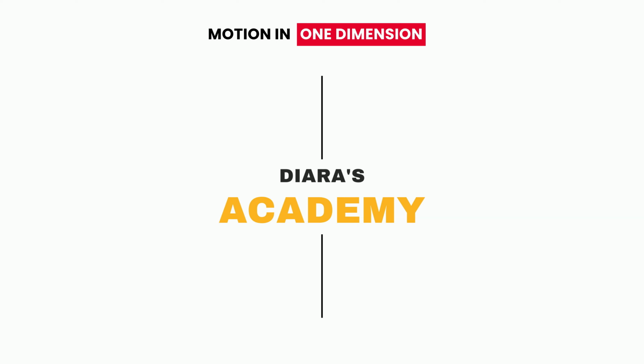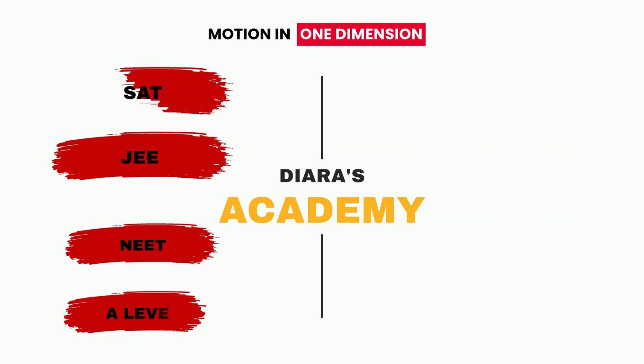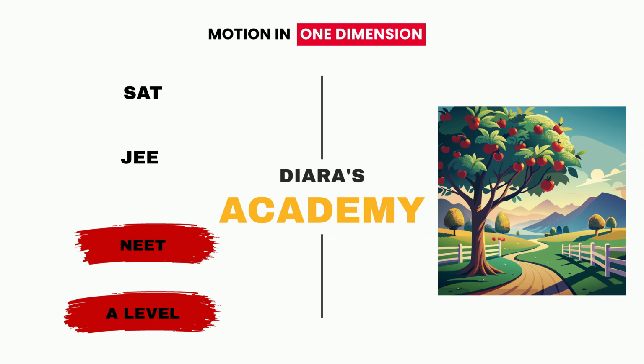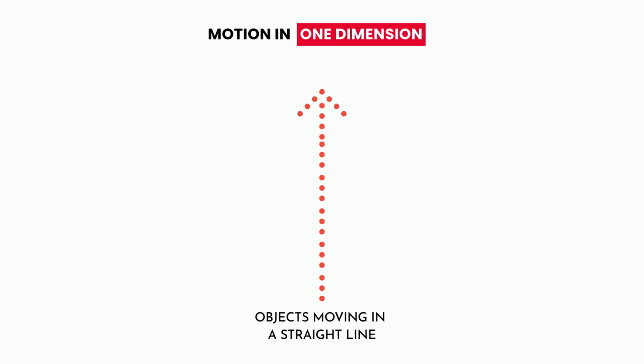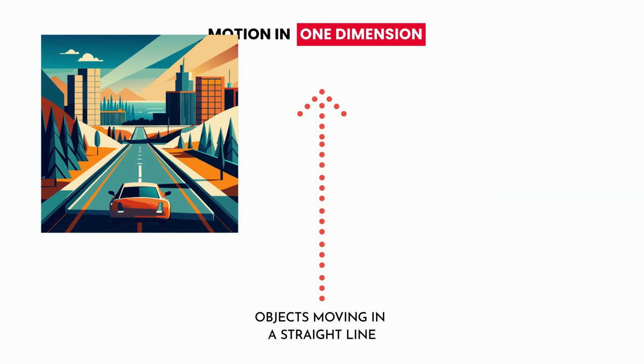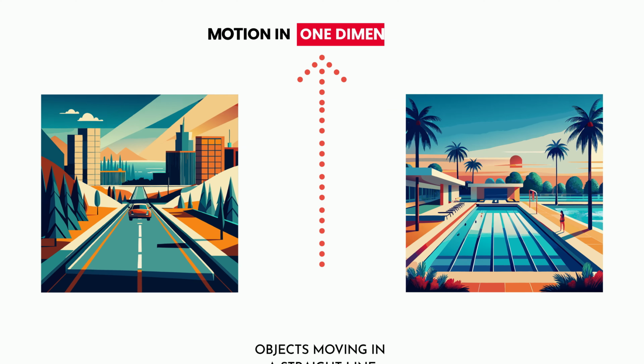Welcome to Diara's Academy, where today we're diving deep into motion in one dimension, a topic that's not only essential for acing your exams like the SAT, JEE, NEET, or A-levels, but also a key to understanding how objects move in our everyday world. When we talk about motion in one dimension, we're focusing on movement along a straight line. Think of cars driving along a highway or swimmers moving in a lane. This type of motion is the simplest to analyze, and it helps us build a solid foundation for more complex topics in physics.